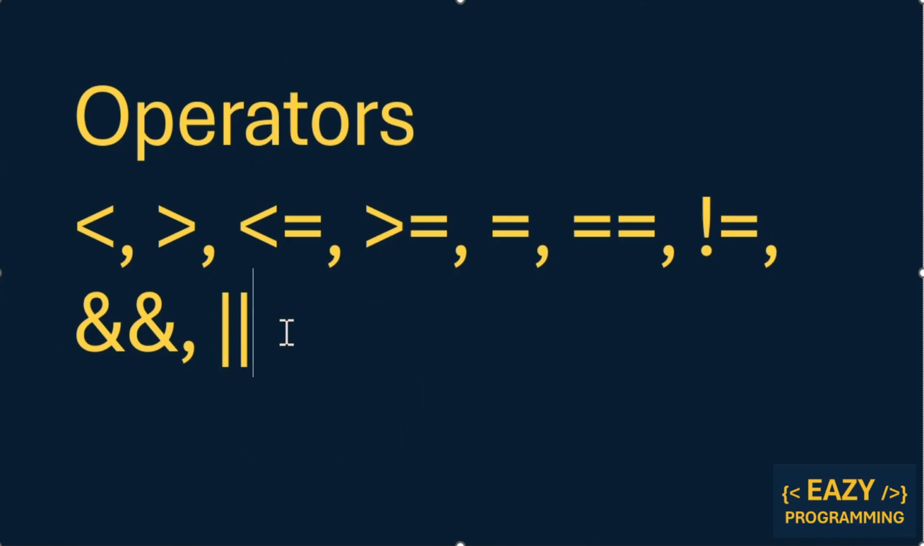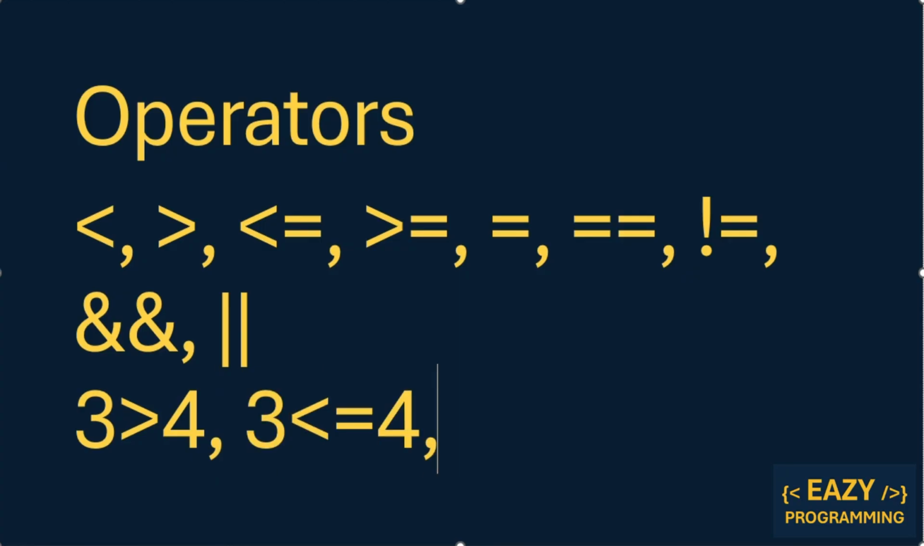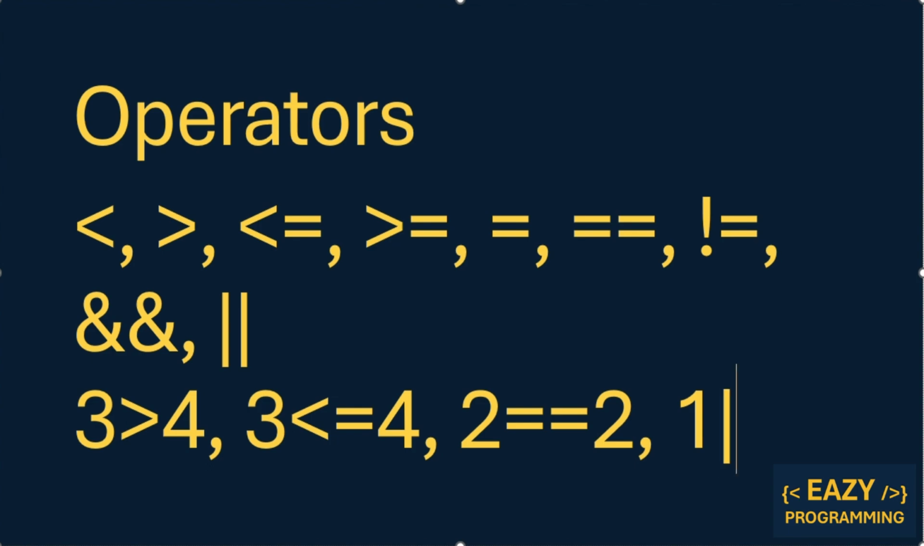Now how am I going to use these in a condition? For example, I can write 3 is greater than 4, or I can write 3 is less than or equal to 4, or 2 is equal to 2, or 1 is not equal to 2. So these are the conditions which I will be writing in the if block.